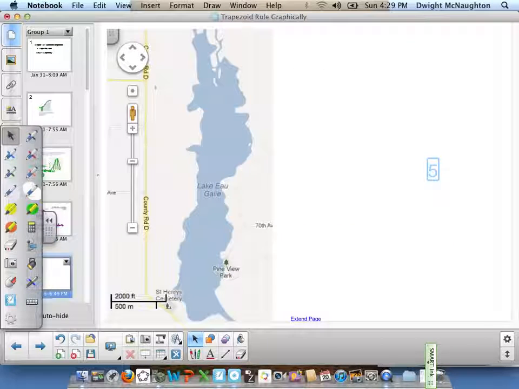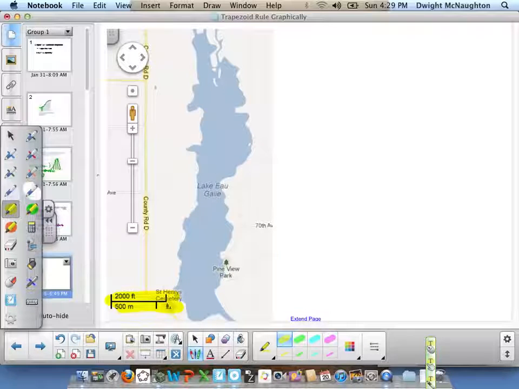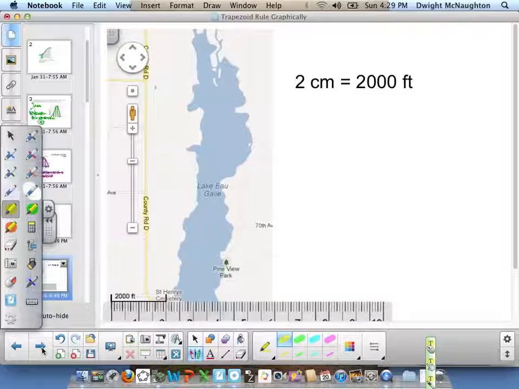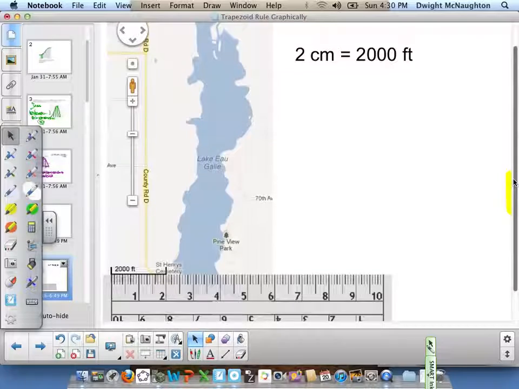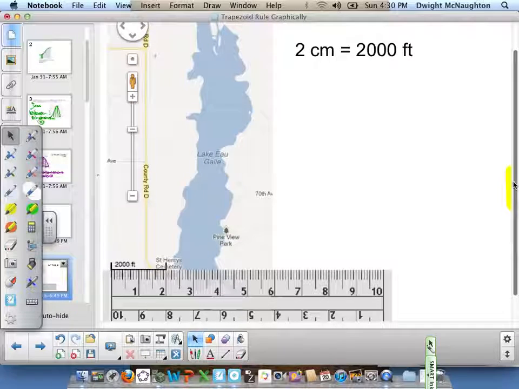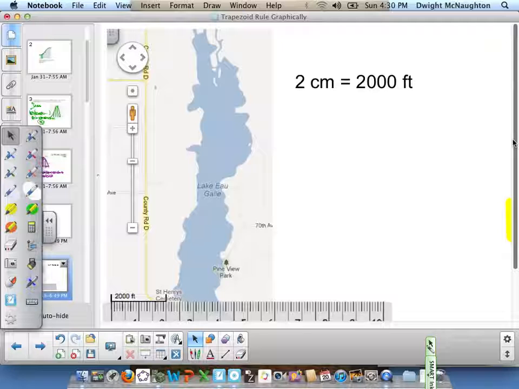Let's look at an application problem. Here we have Lake O'Galley in O'Galley, Wisconsin. Let's estimate the surface area of this lake. First off, we have our scale down here to help us find the area. So we need our scale. You can see as I put a ruler up there, 2 centimeters on my ruler equals about 2,000 feet. So we're going to use that as we do our ruler across there.